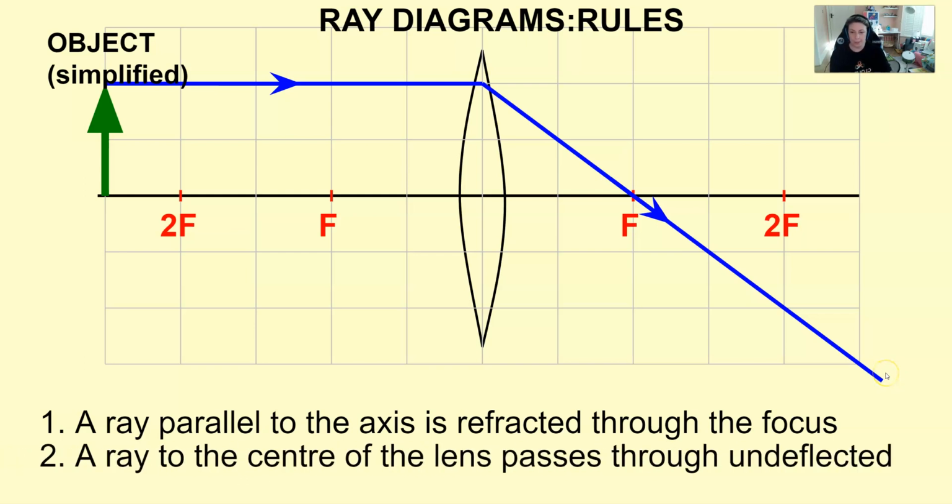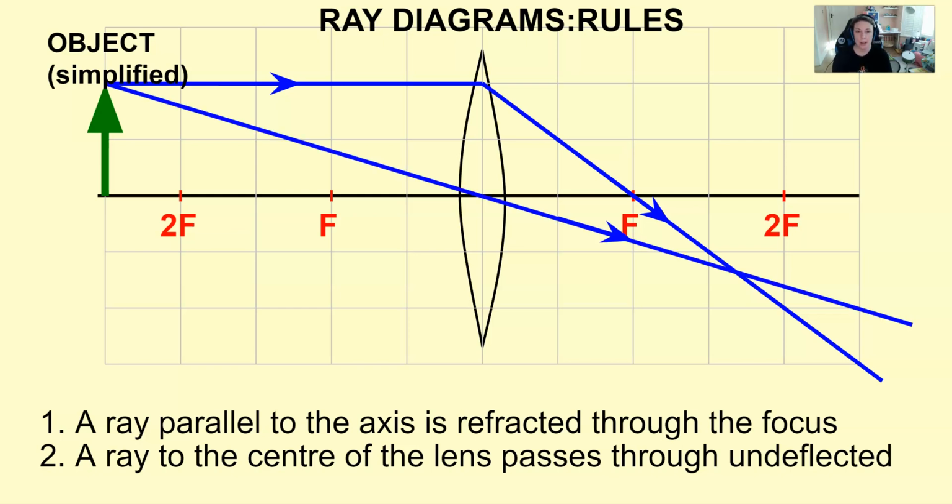Number 2, the second rule, a ray to the centre of the lens passes through undeflected. That should really say unrefracted. So a ray that goes through the centre of the lens is not refracted, as you can see on this line, straight through the centre of the lens. And you'll notice they meet at a point. Now this is where our image is going to be formed.